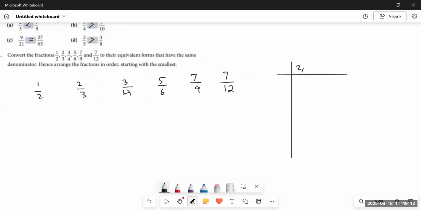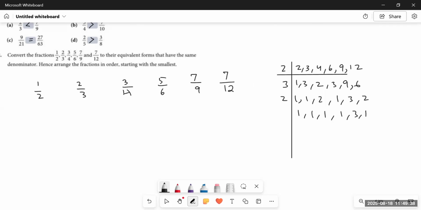If I'm taking 2, 3, 4, 6, 9, and 12, all 6 numbers and finding their LCM, it would be 2 1s are 2, 3 as it is, 2 2s are 4, 2 3s are 6, 9 as it is, and 2 6s are 12. Then 3 1s are 3, 2 as it is, 3 3s are 9, and 3 2s are 6. What are we left with? Again 2 2s and 1 3. So 2 1s are 2, 2 1s are 2, and the last one is 3. So the LCM would be 2 2s are 4, 3 3s are 9, 4 9s are 36. It means the LCM would be 36.